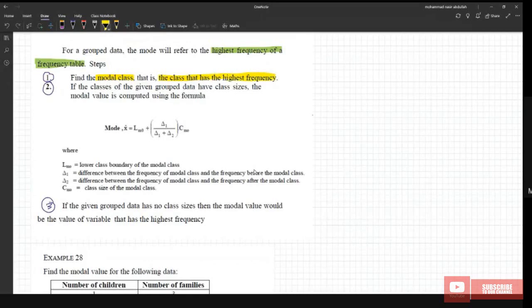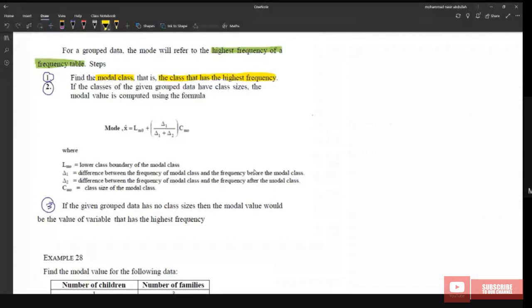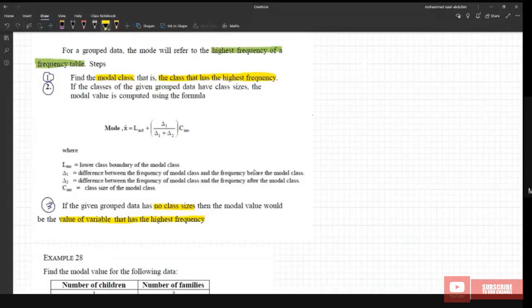If the data has no class size, then the modal value should be the value of the variable that has the highest frequency. If the frequency table has a class size, then we need to use this formula, right? The formula is: LMO means the lower class boundary of the modal class. Theta 1 is the difference between the frequency of the modal class and the frequency of the class before the modal class.